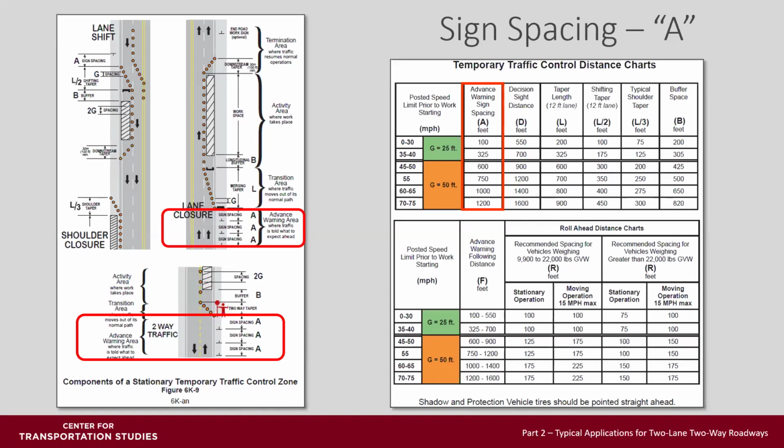There's a space between each sign for advanced warning. So at 55 miles an hour, what would be the distance between each sign? As shown in this table, it is 750 feet. What is the minimum distance from the beginning of the taper to the road work ahead sign? It would be 3 times 750, or 2,250 feet.